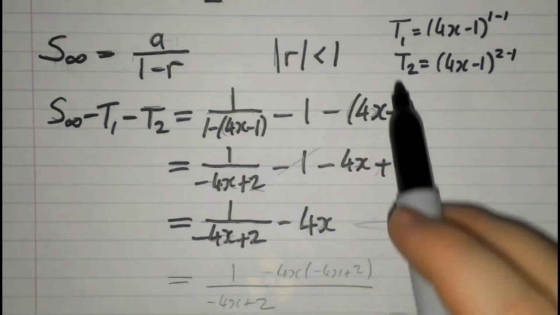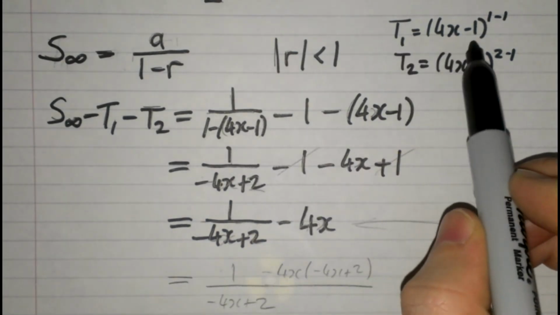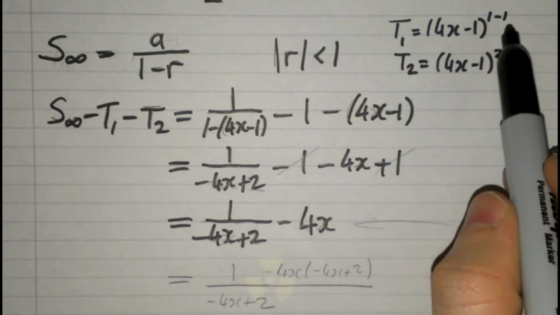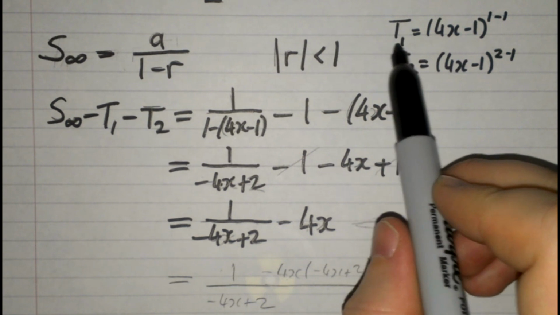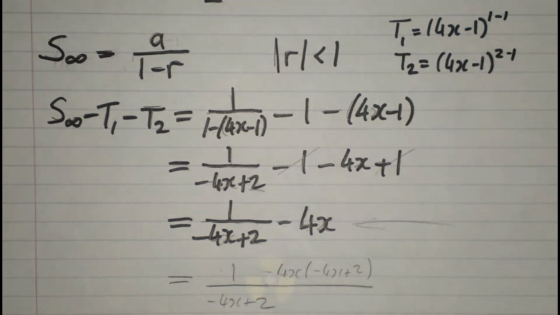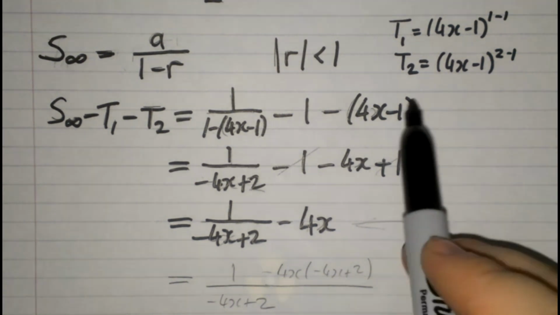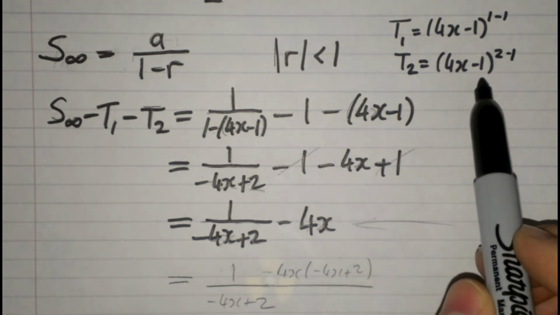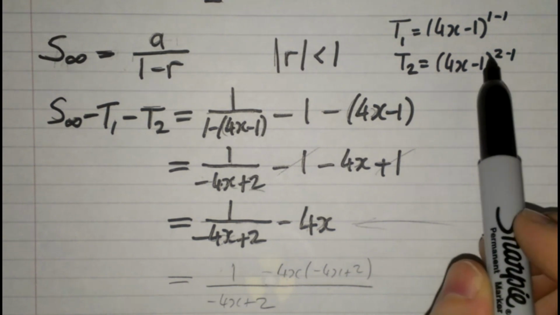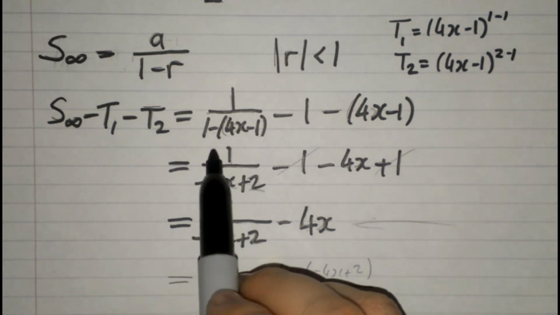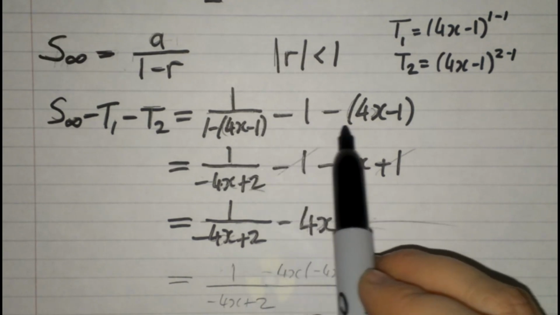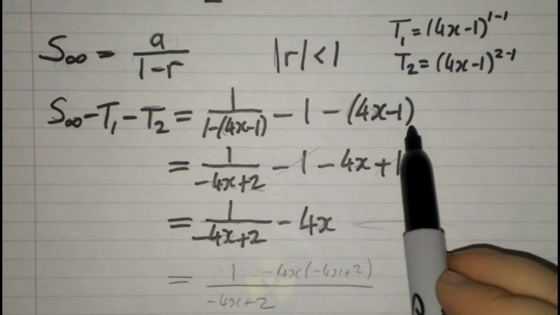So I'm going to take away the first term. Well, the first term is 4x minus 1 to the power of 1 minus 1. And this is going to be the power of 0, which means that my first term is 1. Remember, things to the power of 0 are 1, they're not 0. So t2 then is 4x minus 1 to the power of 2 minus 1. That's the power of 1, which means it's just 4x minus 1.